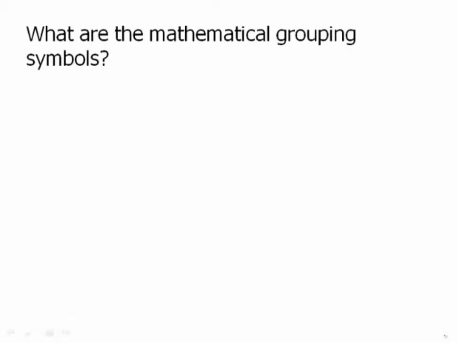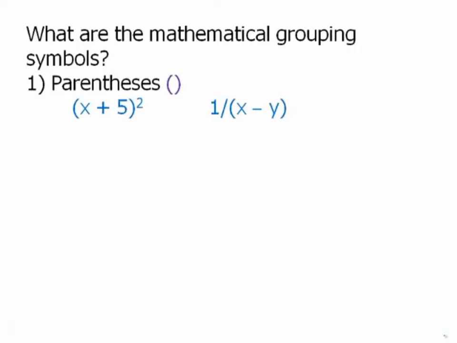What are the mathematical grouping symbols? Well, by far, the most famous is parentheses. And of course, anything inside parentheses has to happen before the stuff outside parentheses. Parentheses group those operations together. So that's one grouping symbol, but it's not the only one.